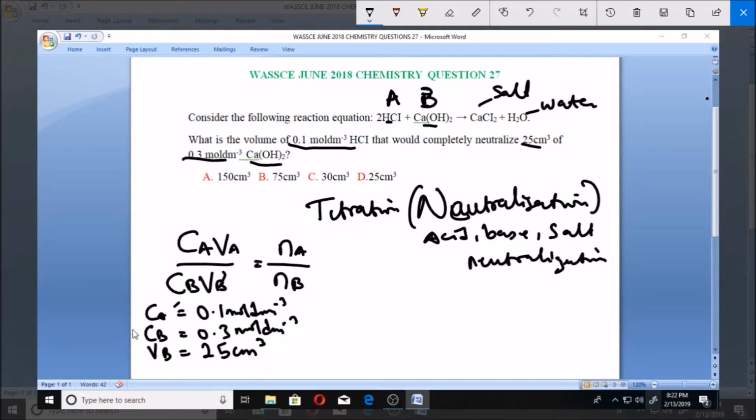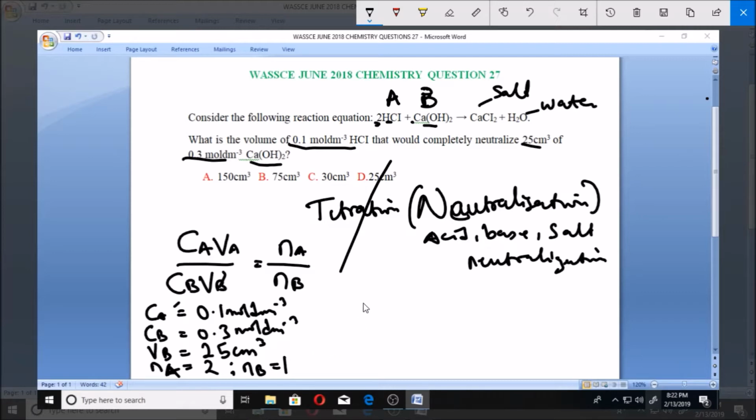Now what else do we have? We also have that Na is equal to 2. Na is the number of moles of the acid, and you can see that it is 2 here, so that's why we have 2. And we also have Nb, the number of moles of the base. You can see that nothing is written, so it's automatically 1, so we have 1 here.